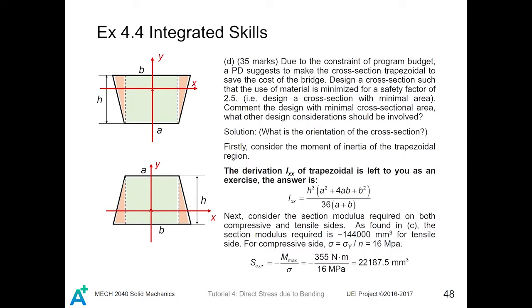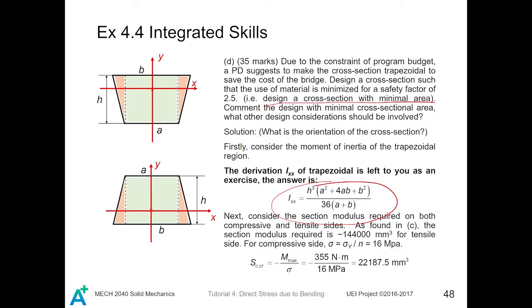In part C, we discussed the possibility of building this bridge by using a square cross-section. Now let's try to build this bridge by using a trapezoidal cross-section. Due to the constraint of program budget, a PhD suggests making this bridge trapezoidal to save the cost of the bridge. We can save money by cutting some material down such that we can reduce the cost of the concrete. That is, we want to minimize our cross-section. To do this, first we consider the moment of inertia I of the trapezoidal region. The answer is this.